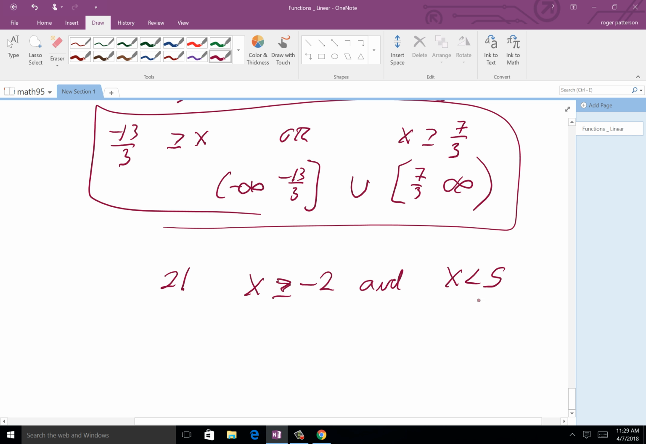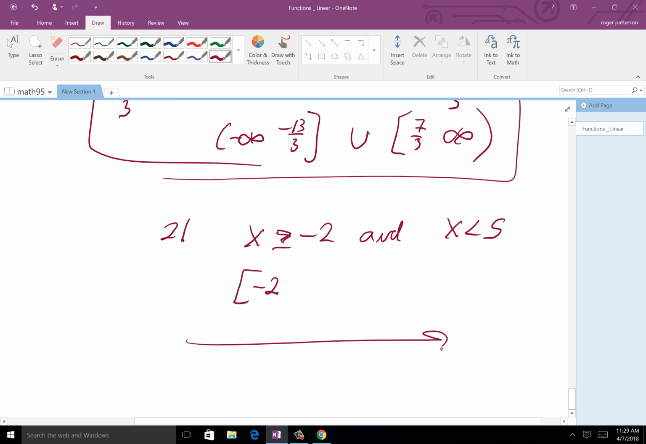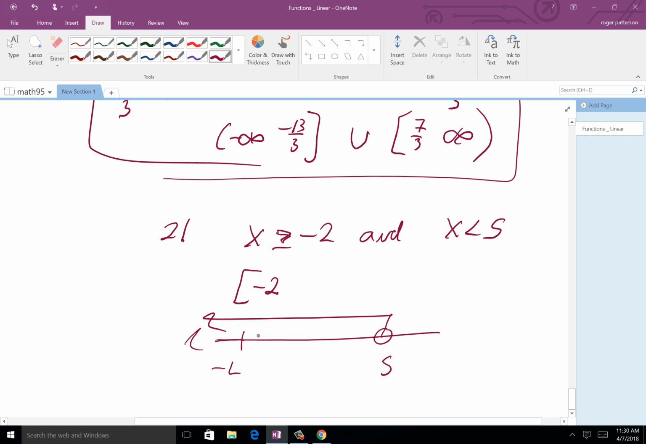Going this way. Greater than negative 2, solid circle going this way. Okay, so here's the overlap, right? So it's negative 2 to 5 with a parenthesis because it doesn't have an equal to there. All right, so there's nothing really to work out. You just got to write it in interval notation because it's telling you what it is.